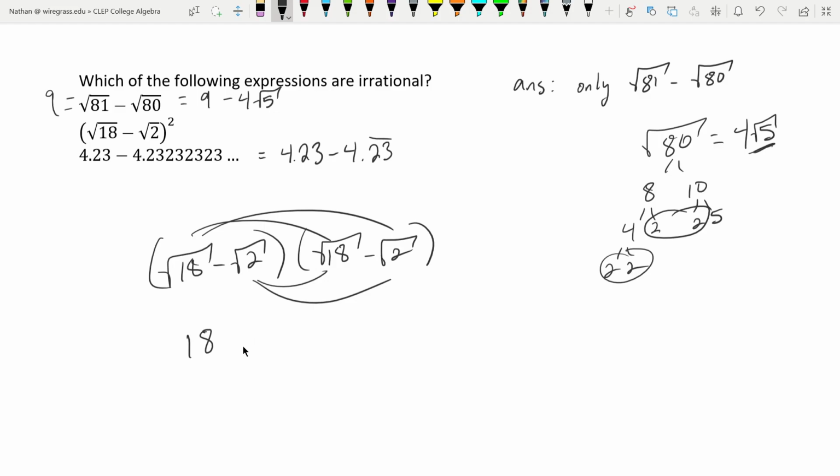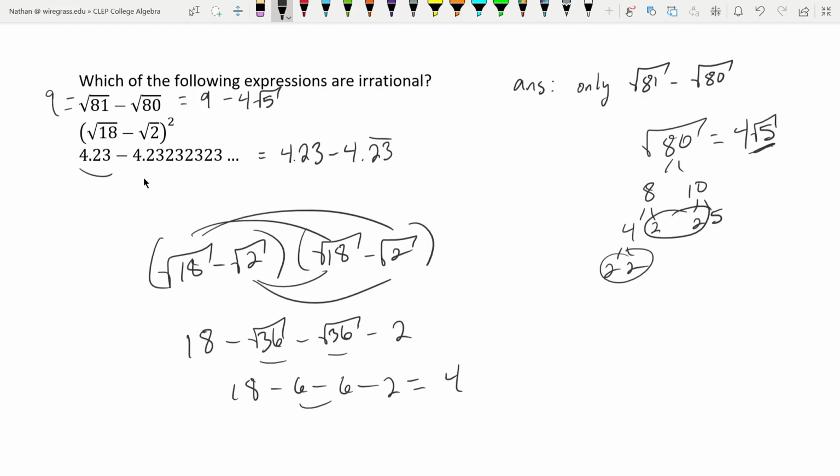The square root of 18 times 2 is the square root of 36. Then, the negative square root of 2 times 18 is the negative square root of 36. And finally, the square root of 2 squared is just going to be 2. Of course, these are just 6. So you have 18 minus 6 minus 6 plus 2, which is going to be, well, 12 minus 6 is 6, plus 2 is 8. That's definitely not irrational.